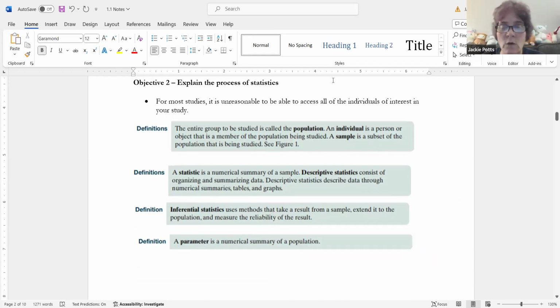The biggest thing I want you to take out of this is understanding the difference between a population and a sample, and a statistic versus a parameter. S to S, P to P. A statistic and a parameter are both numerical summaries. However, statistic goes to the sample, parameter goes to the population.